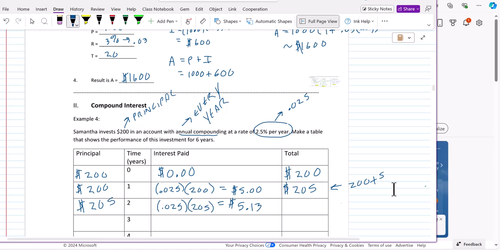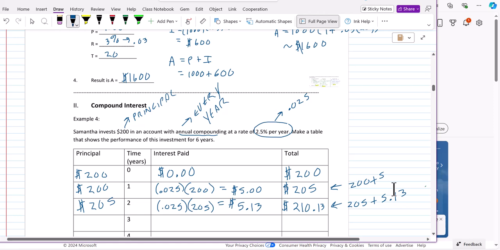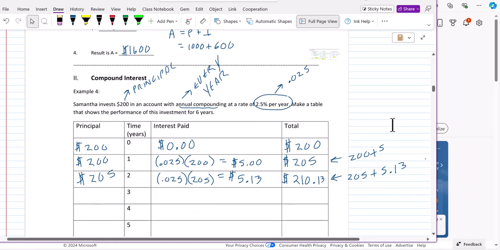Now, when we get to our amount, what two numbers do I need to add to get to my total now? 205 plus the 5.13. Okay, good. So when you do that, you're going to get $210.13. See, that's how compound interest works: the interest is going to keep increasing. $5, 5.13, it's going to keep increasing. Does everybody understand what the difference is here? Okay, is that a yes?